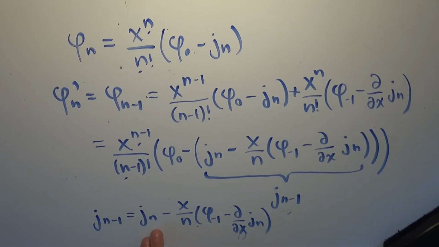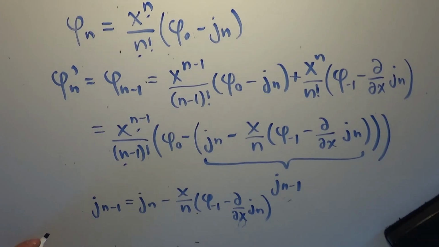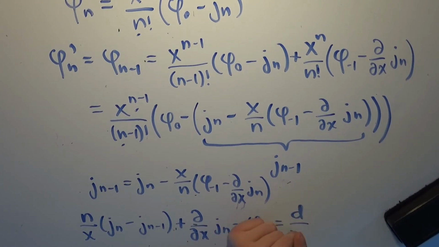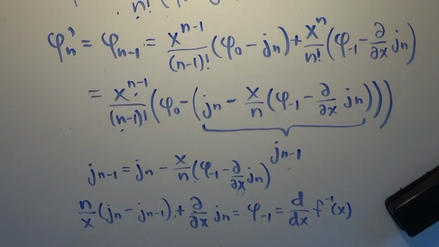Doing some manipulation, subtracting that term over, dividing by negative 1, and multiplying both sides by n over x, you end up with the expression that n over x times j sub n minus j sub n minus 1 is precisely, and then you add the derivative of the nth junction function, the derivative of the inverse function, phi sub negative 1, which is, of course, like I said, the derivative of the inverse function. The original inverse function, right? It's the derivative of that thing.